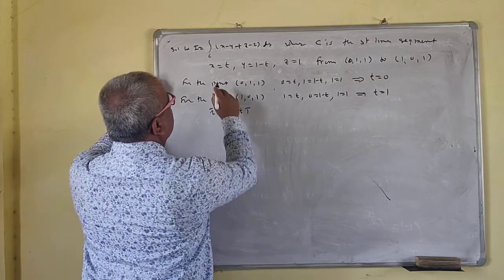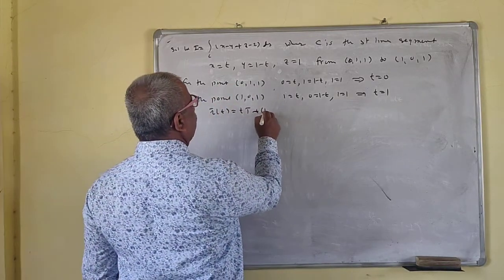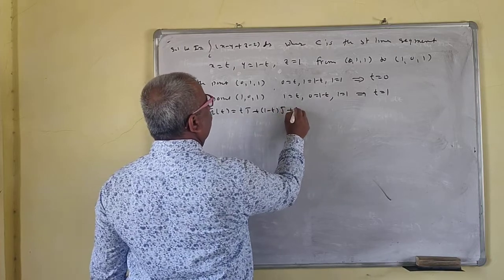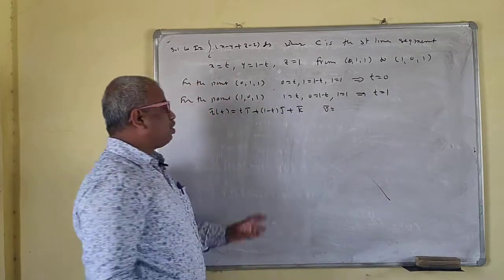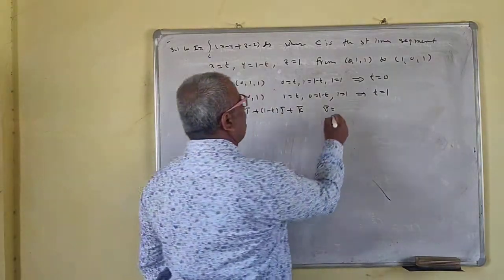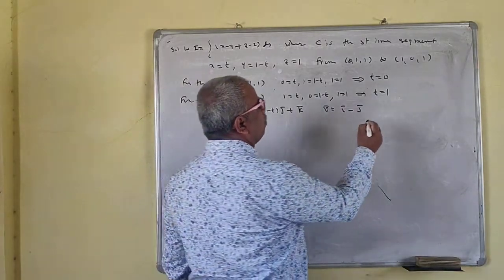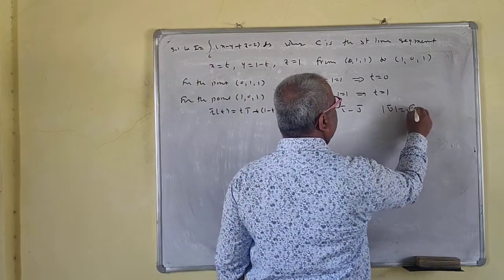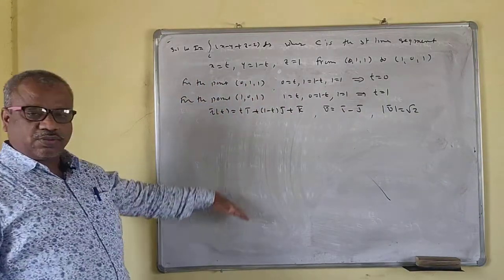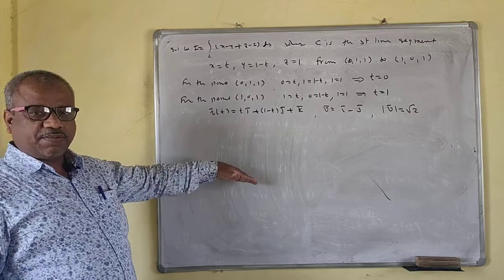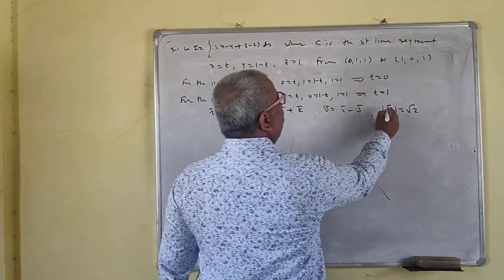So r bar of t is equal to x i bar plus y j bar plus z k bar, so t i bar plus 1 minus t j bar plus k bar only. Now v bar, you have to differentiate this. So this is i bar minus j bar, and mod of v bar is equal to root 2. The board is short, therefore I am writing one by one. Write just step by step, don't write in one line. So this is mod of v bar now.